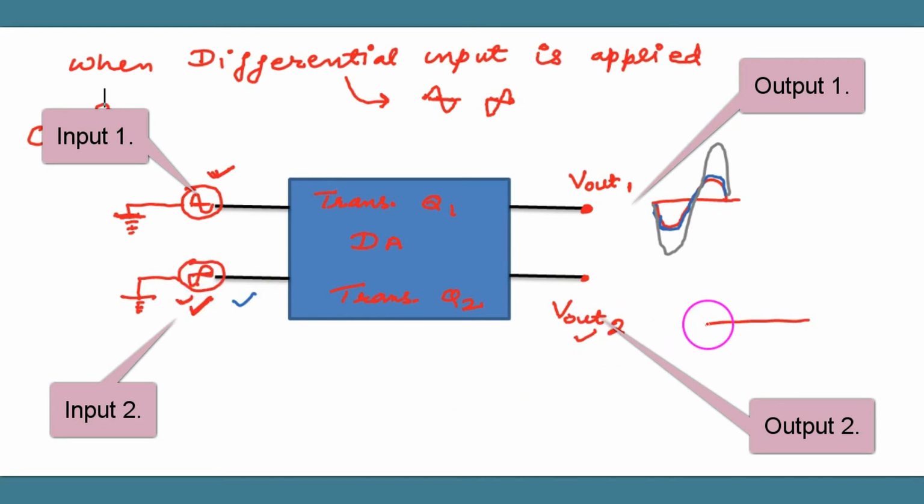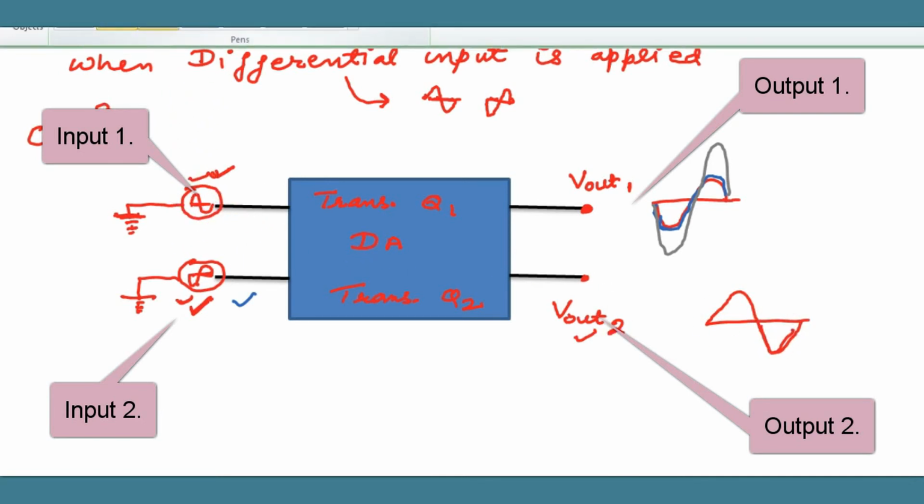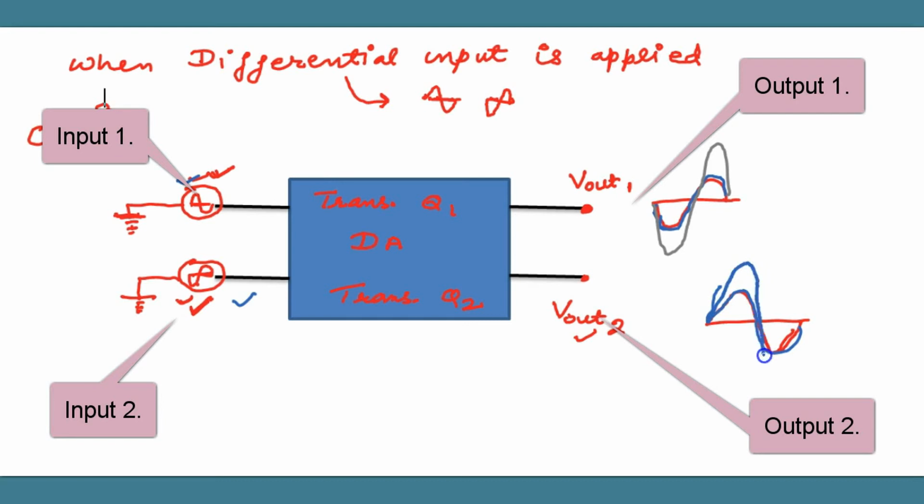Similarly, Vout2, because of the second input, it will be opposite in phase, and here because of V input number 1, there will be another signal, and it will be in phase because of V input number 1. So the resultant is a greater amplitude signal. Okay, you note down here, when the differential signals are applied to both the inputs, we will get a strengthened signal at Vout1 and Vout2.